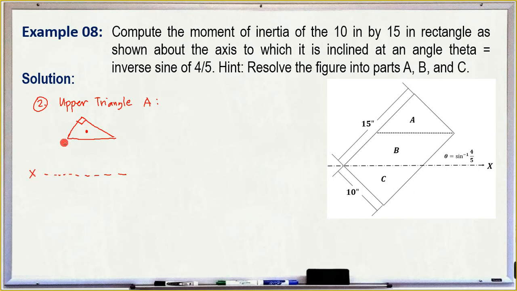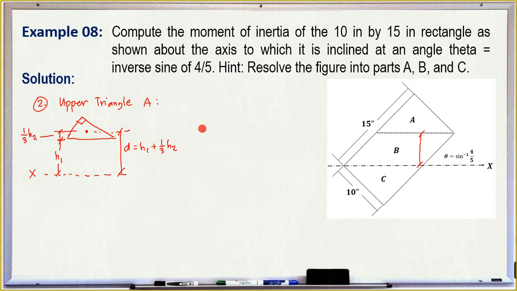Then the location of its centroid is right here, and this is the axis X. Now, we already know the distance of this one. This is height 1, which we already solved, which is also the height of the parallelogram. Now from the axis to the centroid, this height here is equal to 1/3 of the height of the triangle. So therefore, the total distance d is equal to height 1 plus 1/3 of the height 2.